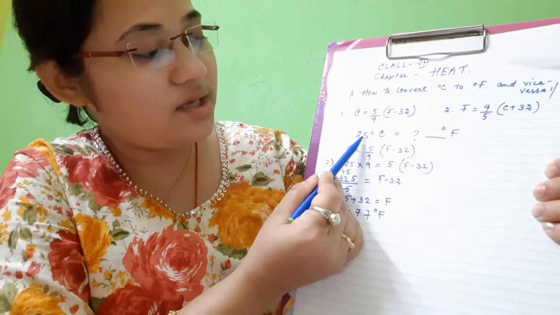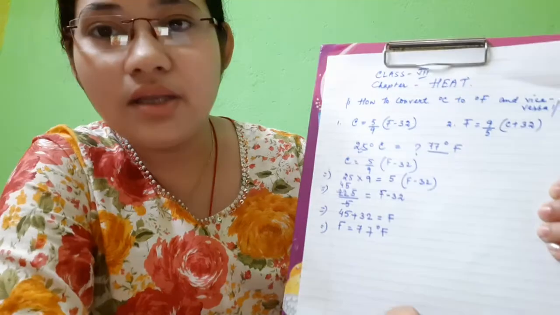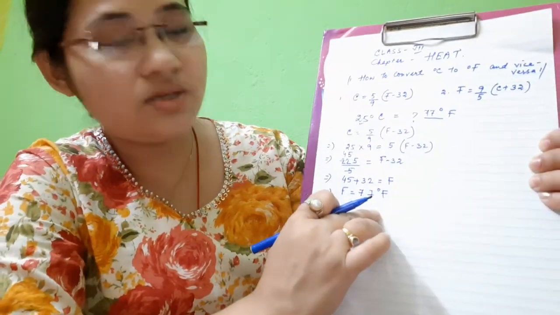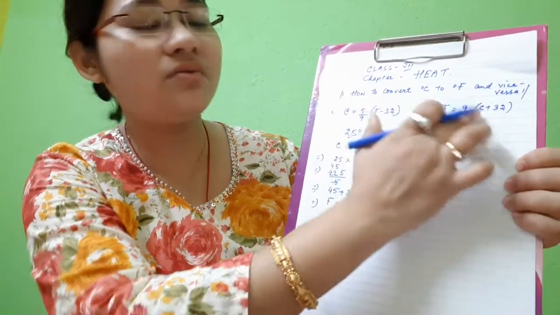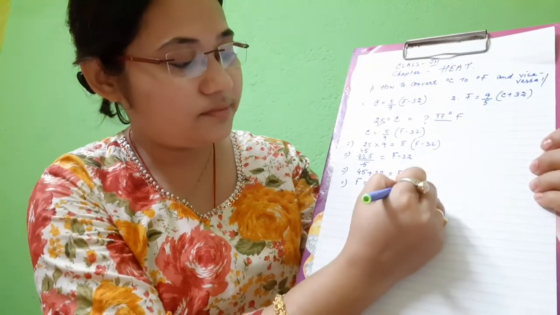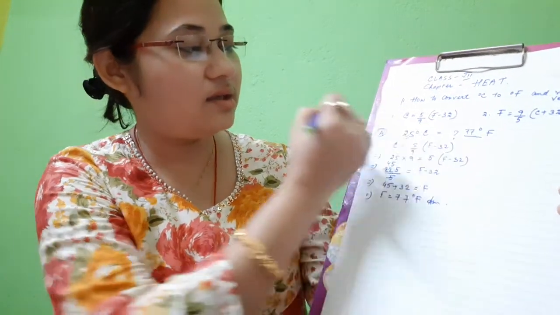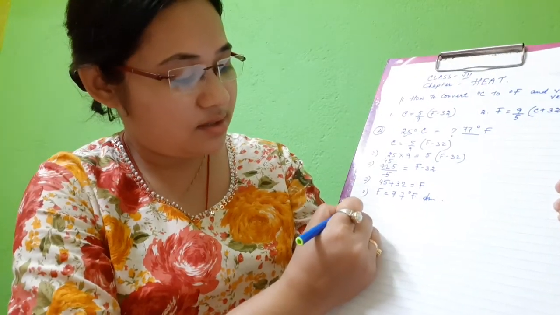So c has been given to us, 25 degree Celsius, and it is equal to 77 degree Fahrenheit. It is very easy to calculate. You can use either this one or this one, both are the same. Now let us see. So this is the answer. Now let us see the first one, part A. Now let us see B.